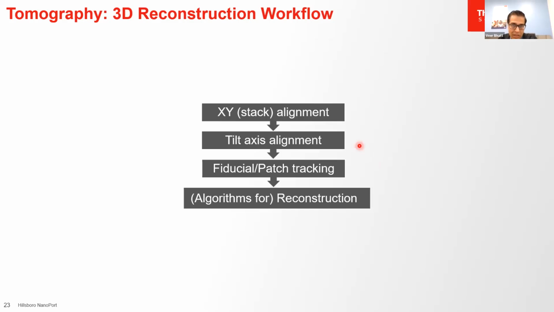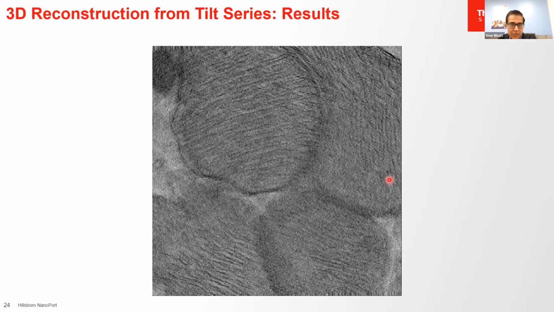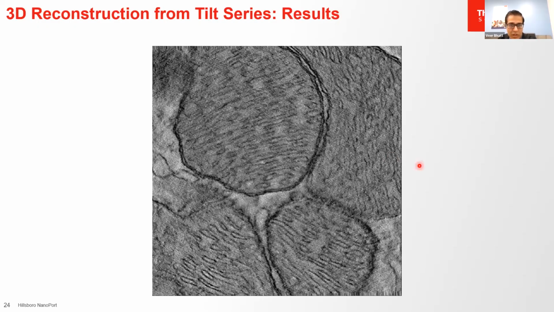So this overall alignment, the initial step, can sometimes be further improved by patch tracking or if we have fiducials. And once the alignment is complete, the next step is reconstruction using one of the available algorithms such as SIRT, EM, or weighted back projection, and so on and so forth. So here is the reconstruction result from the tilt series we just acquired.